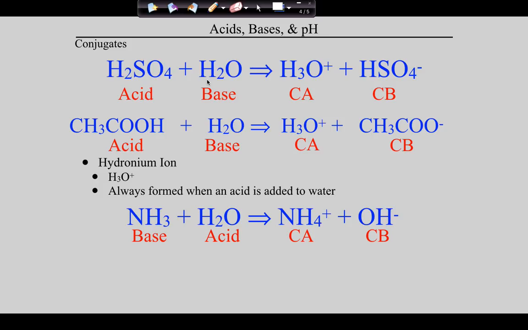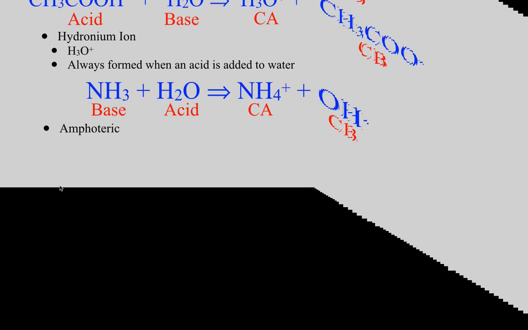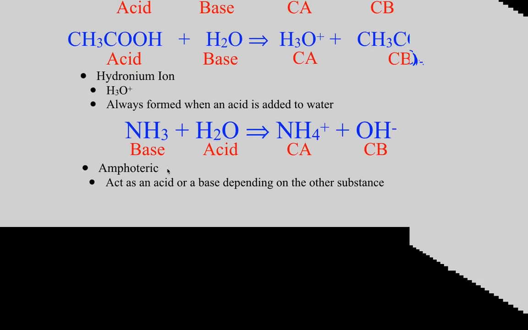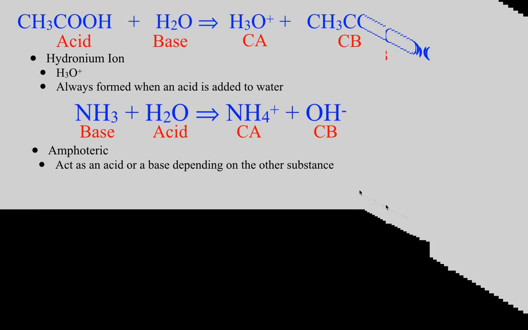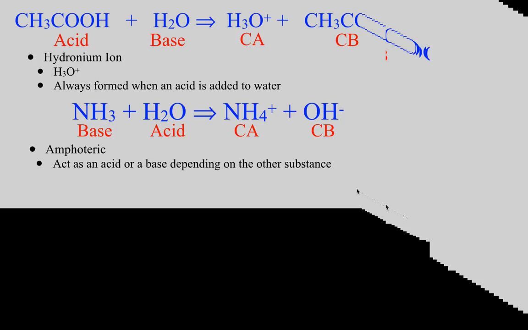Yes. And there's a name for that. It's called amphoteric. So guys, water is perfectly an acid and perfectly a base. The name for that is amphoteric. Guys, amphoteric refers to a substance that can act as a base or an acid depending on the other substance. So if you add an acid to water, water functions as a base. If you add a base to water, water functions as an acid.